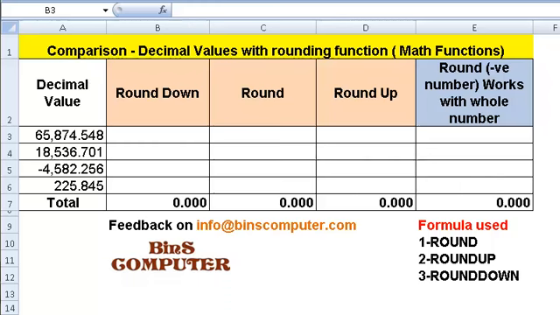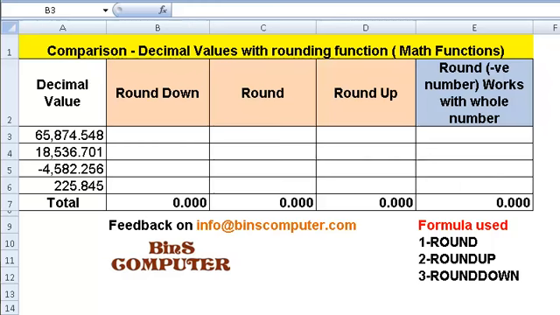Welcome to the course Audio Video E-Learning. In this session, we will see a few maths functions, which are round, round up and round down. We are going to compare these three functions' output with the same decimal values. We are testing this example with 3 decimal values. You can test it with 4 decimal values or 5 decimal values depending upon the data required.